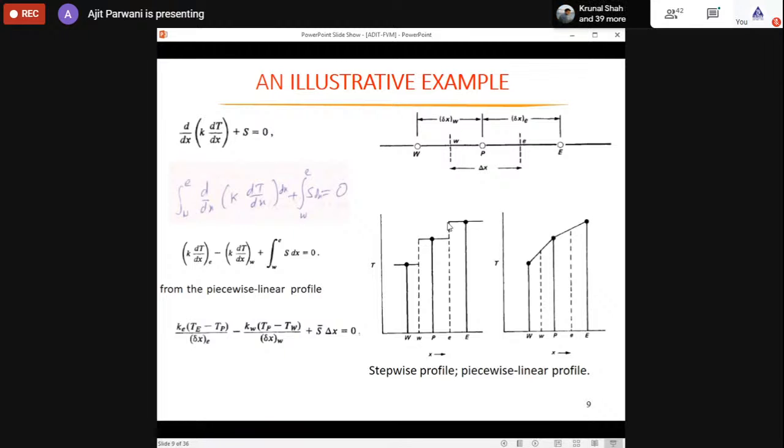So what is the other profile assumption? You can make a linear profile assumption. If you make the linear profile assumption, you can easily find the gradient at the surface. The gradient at the east surface by this linear profile is TE minus TP upon the distance. Similarly, at the west surface it is TP minus TW upon the distance. So dT/dx at E is TE minus TP upon delta x, and at W it is TP minus TW upon delta x.